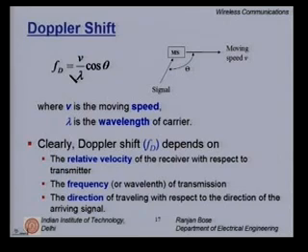The direction of travel with respect to the direction of the arriving signal is also important. As we mentioned before, in a multipath scenario, different rays after reflection and scattering are coming from different angles, but the mobile might be moving in a particular direction. So each of the multiple components will undergo a different Doppler shift.